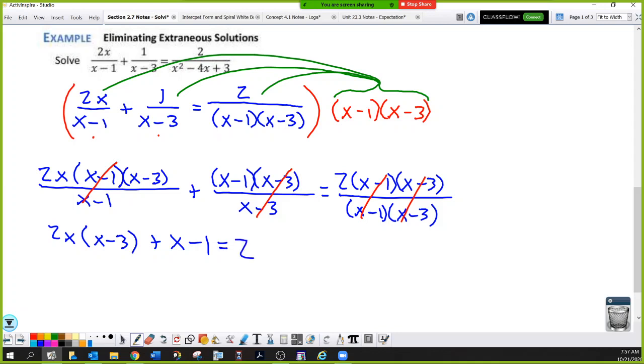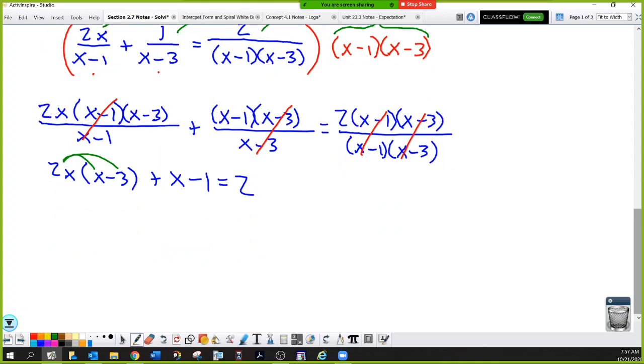And on the far right side, I just have a 2. So yeah, there's another distribution going on. You've got to distribute this 2x right here. Running out of vertical space. Get skinny, math. So this gives me 2x squared minus 6x plus x.